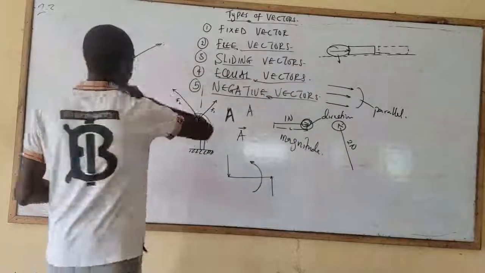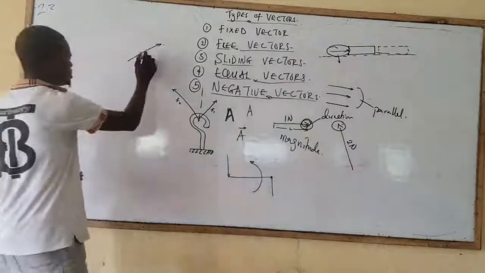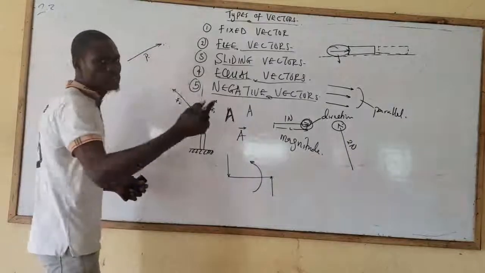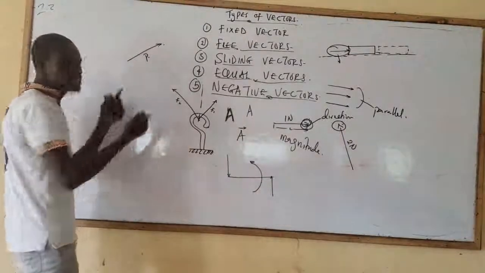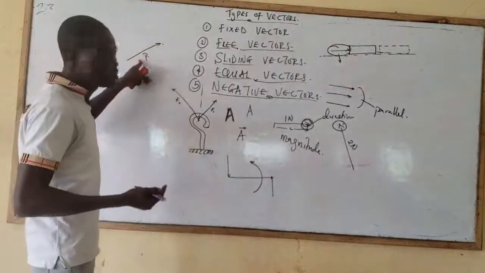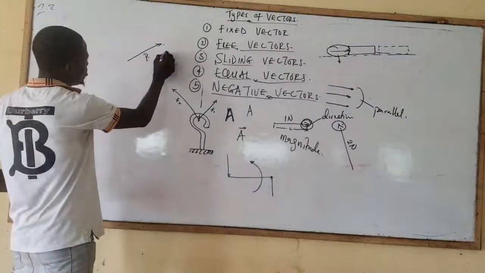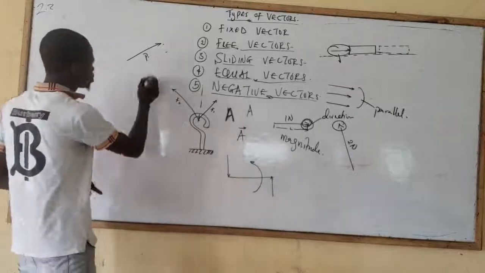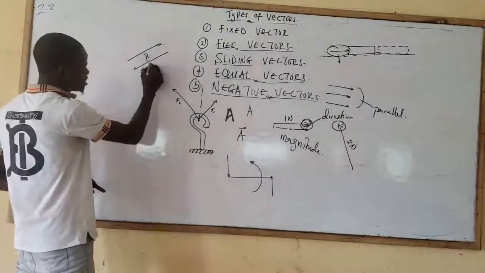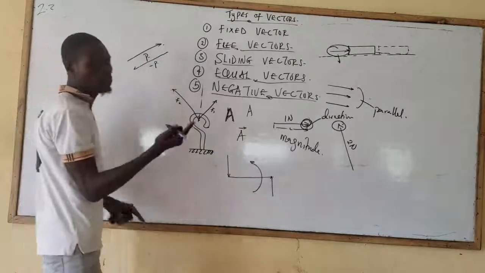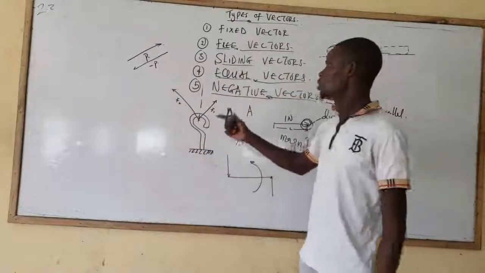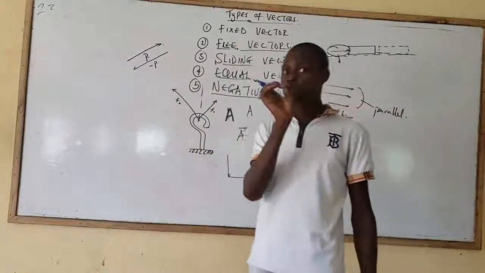Take for example, let me say I have a vector P. This is a vector P. The vector P is towards this direction. If I draw another vector that has equal magnitude to P, but is moving in the opposite direction to that of P, then this vector is the negative of P, which is the negative vector.